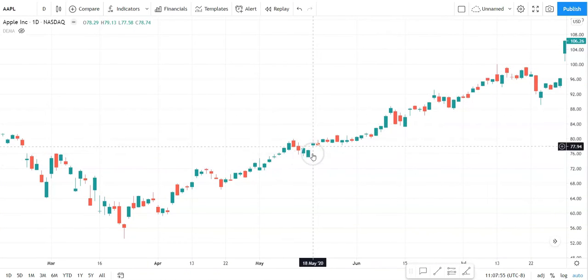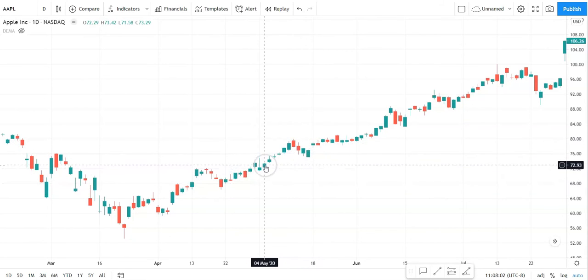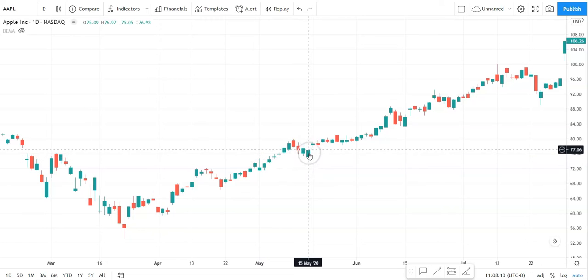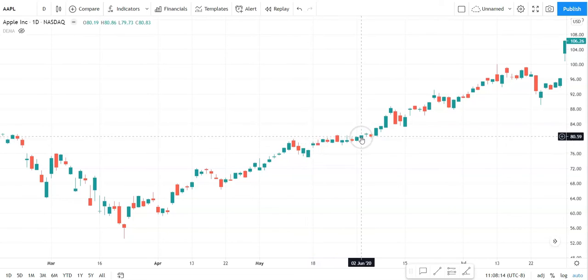What I'm looking for is a smaller range candle on the breakout. So you can see here, here's a small little candle here. I'd look to enter on the next bar. Here's a small rangy candle. I'd enter here on the next bar. Here's another one. I'd enter here on the next bar, and another one.